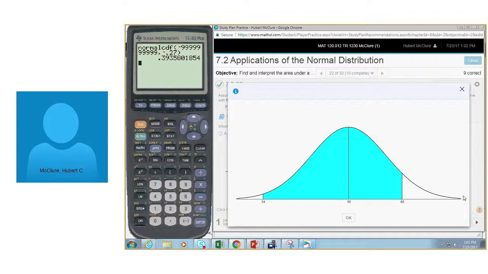So if you're using the calculator, it's real simple. You just change the 34 and the 60 to a Z-score and put it in the calculator. If you don't have a calculator, then you take the larger area and you subtract the smaller area, and I'm going to show you how to do that, because I don't know who has a calculator and who doesn't. But we'll go ahead and do the Z-score though.